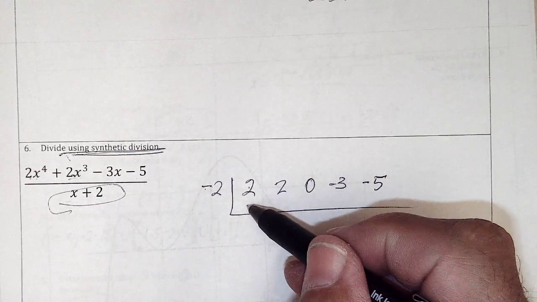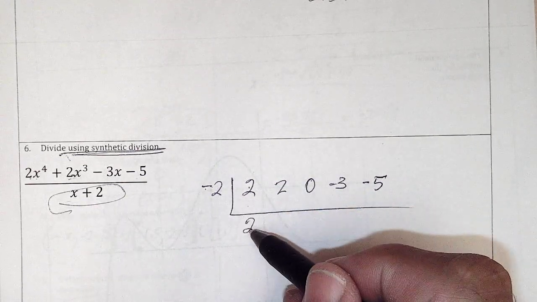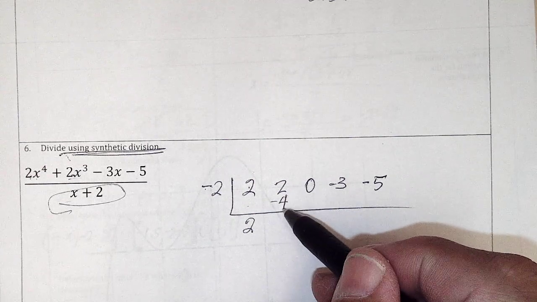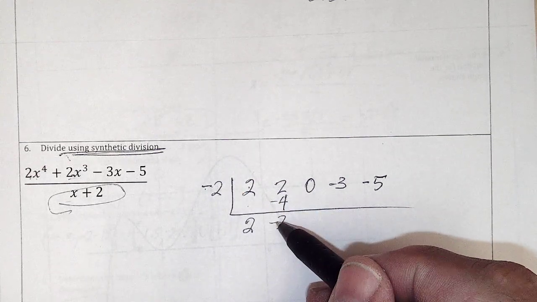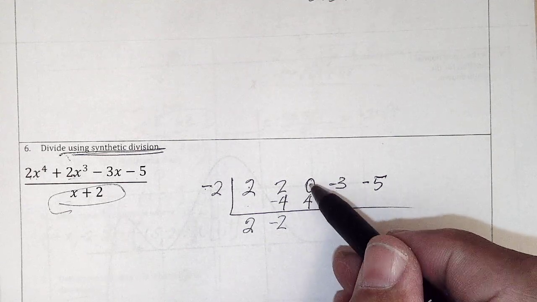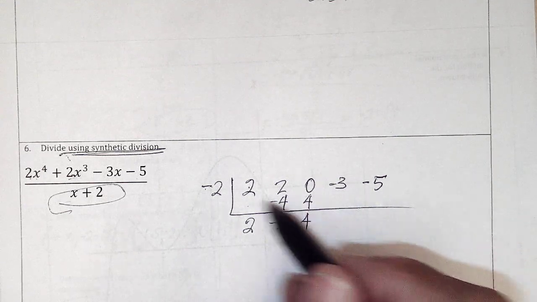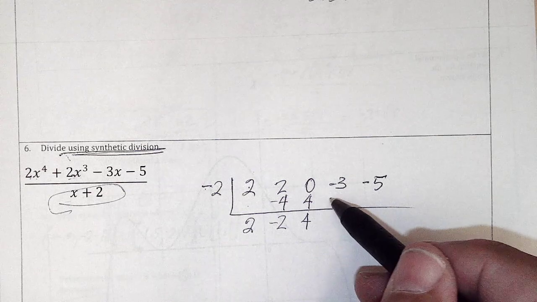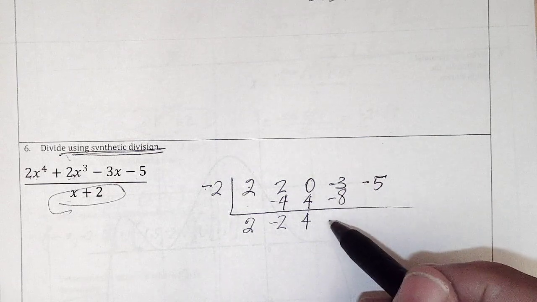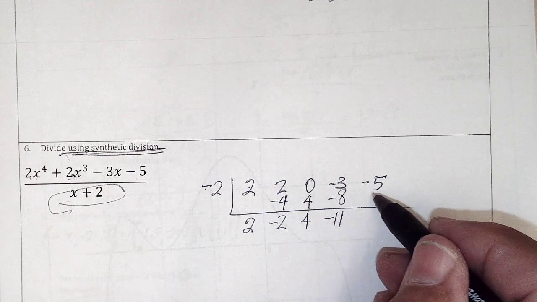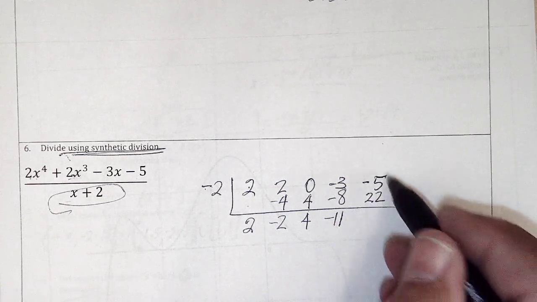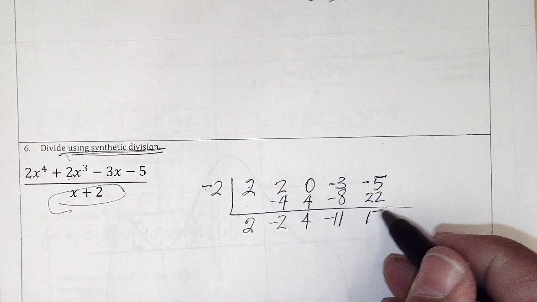So 2 plus nothing is 2, times a negative 2 is negative 4. Add, we get negative 2. Negative times negative is positive 4. Add, we get 4. Multiply, we get negative 8. Add, we get negative 11. We get positive 22. We add, we get 17.